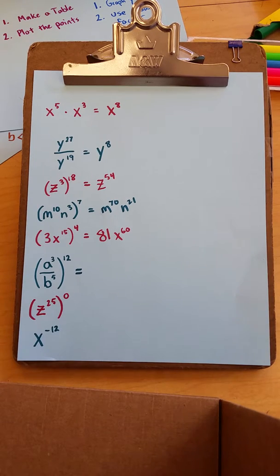Next we have a power of a quotient. This becomes a to the 36 over b to the 60th, because the parentheses make the power go both to the a to the 3rd and to the b to the 5th, so we raise both powers to a power.